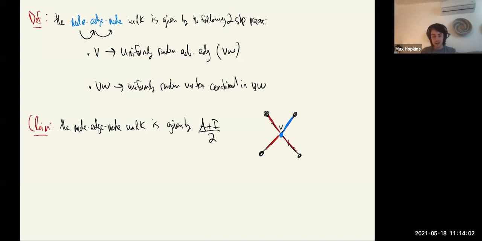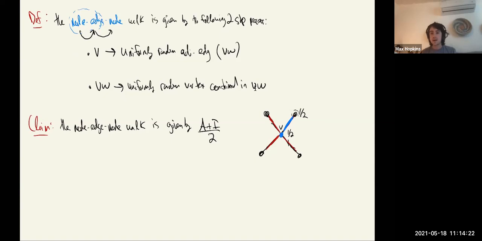So now I've completed the first step of the walk. I walked from a node to an edge. And now what do I do? Well, I'm going to move uniformly at random to one of the endpoints of the edge. So with probability 1/2, conditional on having picked this edge, I end up out here. And with probability 1/2, I end up at V.